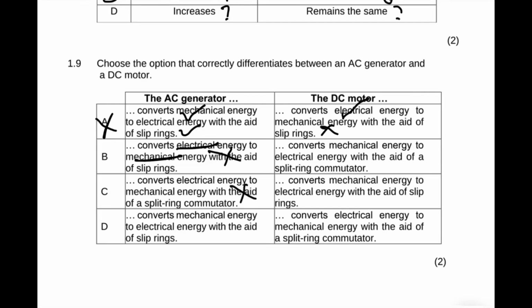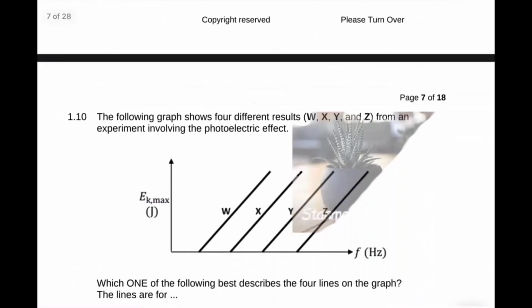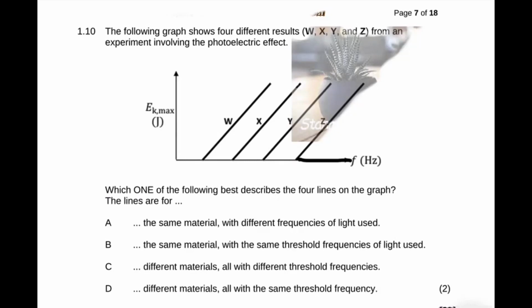And then option D says it converts mechanical to electrical with the aid of slip rings. Correct. And for the DC, it says it converts electrical to mechanical with the aid of a split ring commutator. So our option here for 1.9 is D. Let's look at 1.10. The following graph shows 4 different results, W, X, Y, and Z, from an experiment involving the photoelectric effect.